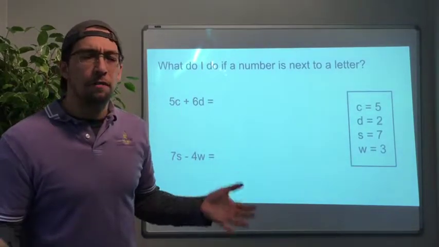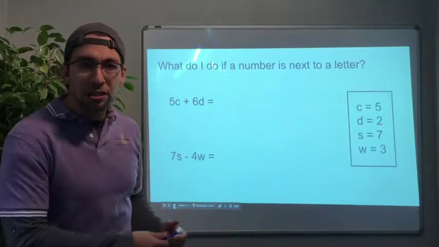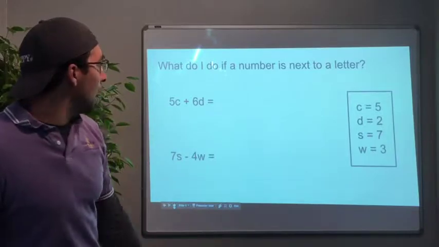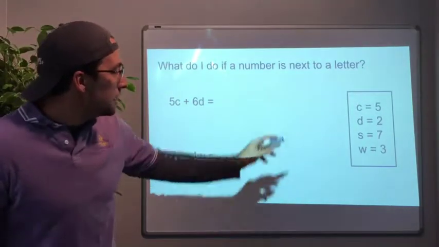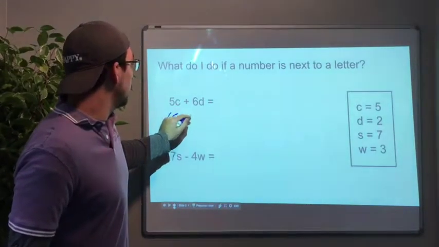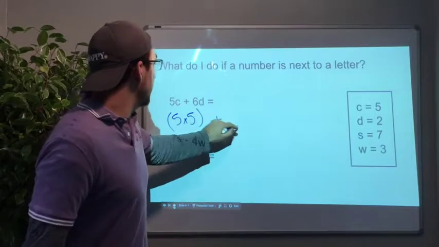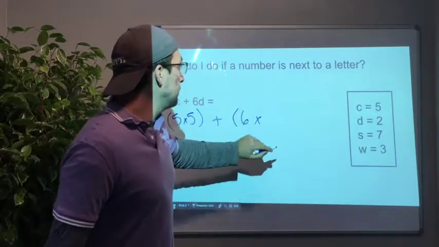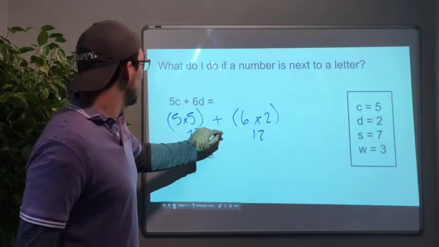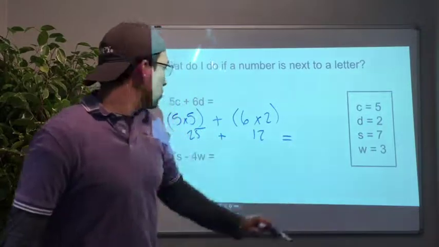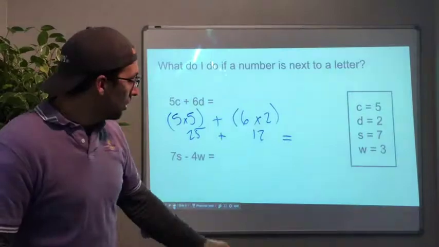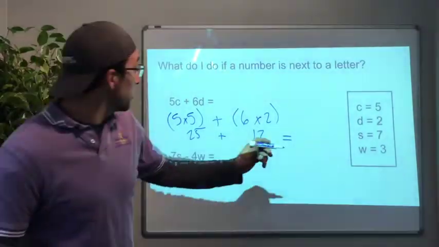What do I do if a number is next to a letter? Like we just said, you multiply it. So let's look at 5c plus 6d. And we have a legend. C is 5, D is 2. So 5 times 5 plus 6 times 2. Well, what does that equal? 6 times 2 is 12. 25 plus 10 is 35 plus 2, right? Because 12 is 10 plus 2. So 25 plus 12 is 37.